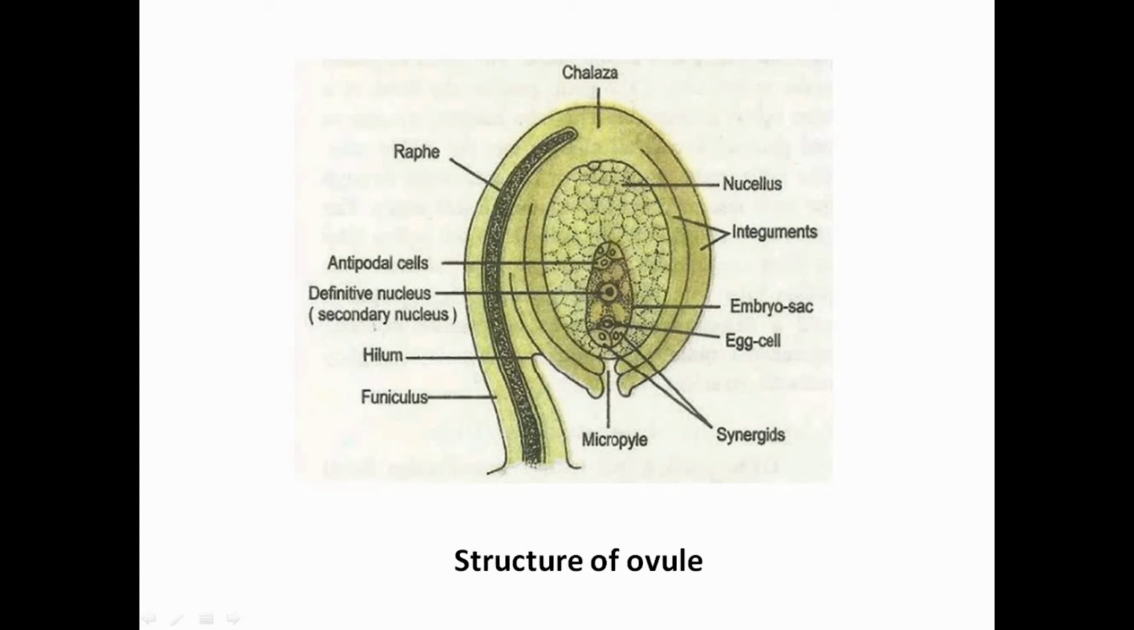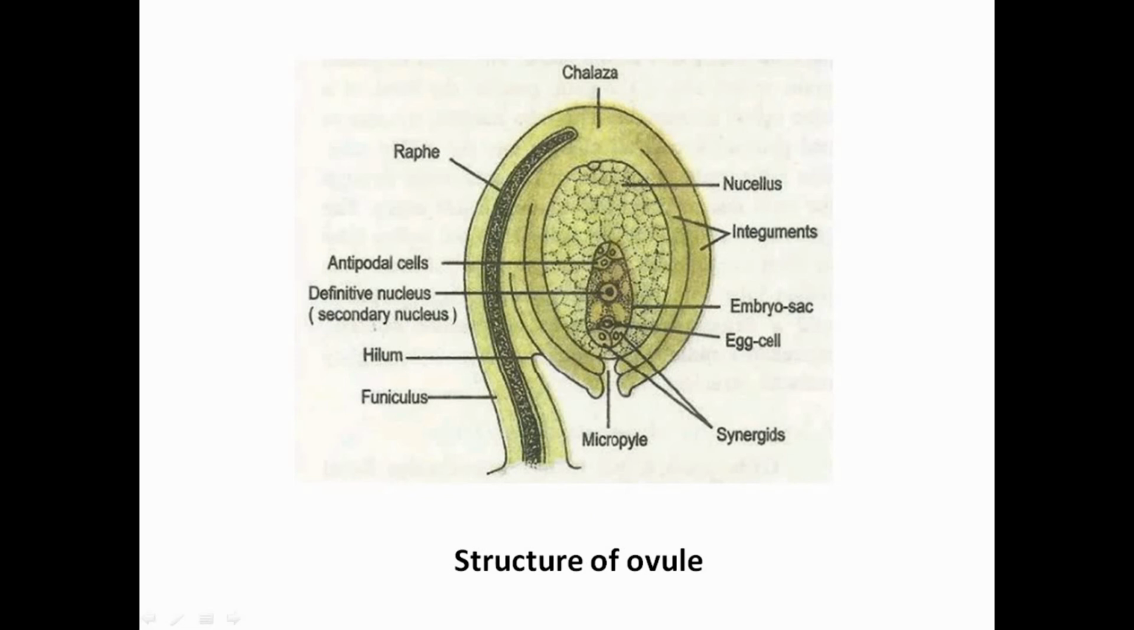The ovule consists of a stalk and the body. The stalk is called the funicle. One end of the funicle is attached to the placenta and the other end to the body of the ovule. The point of attachment of the funicle with the body is called the hilum. Sometimes the funicle gets fused with the body of the ovule on one side and forms a ridge known as the raphe.